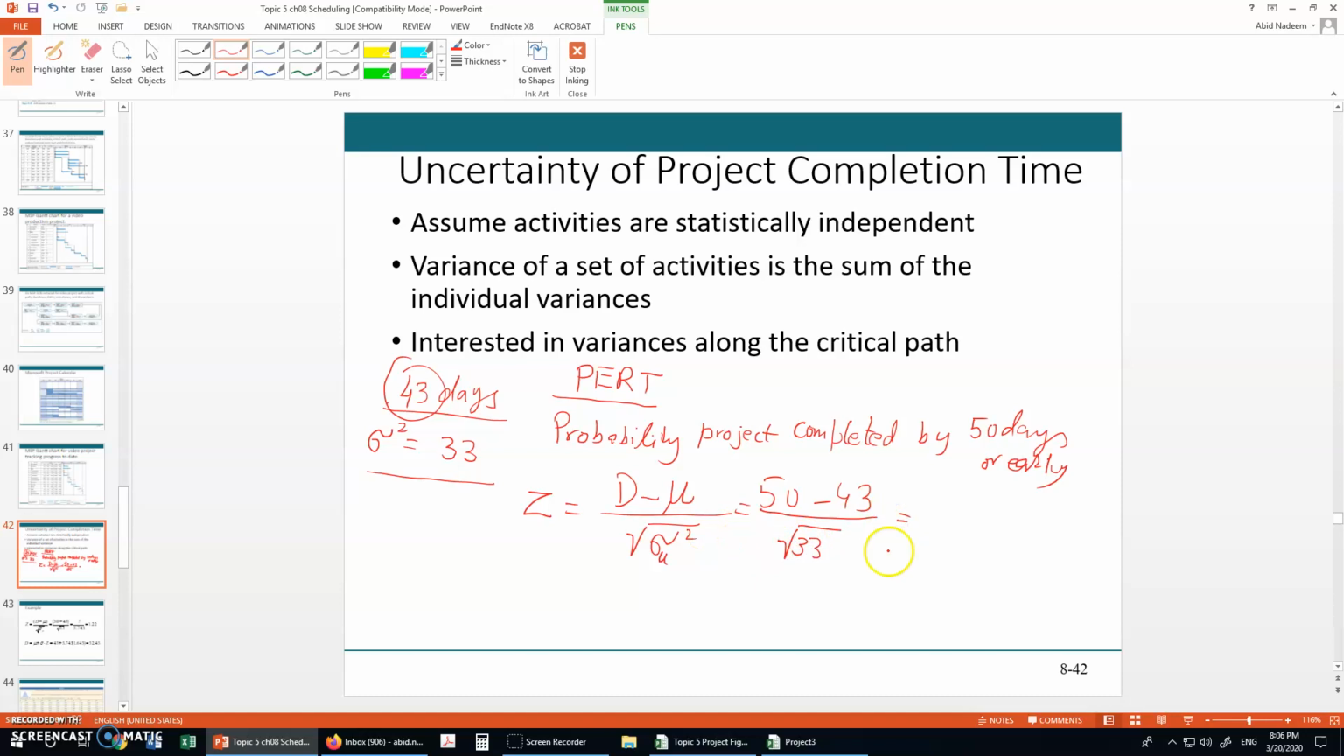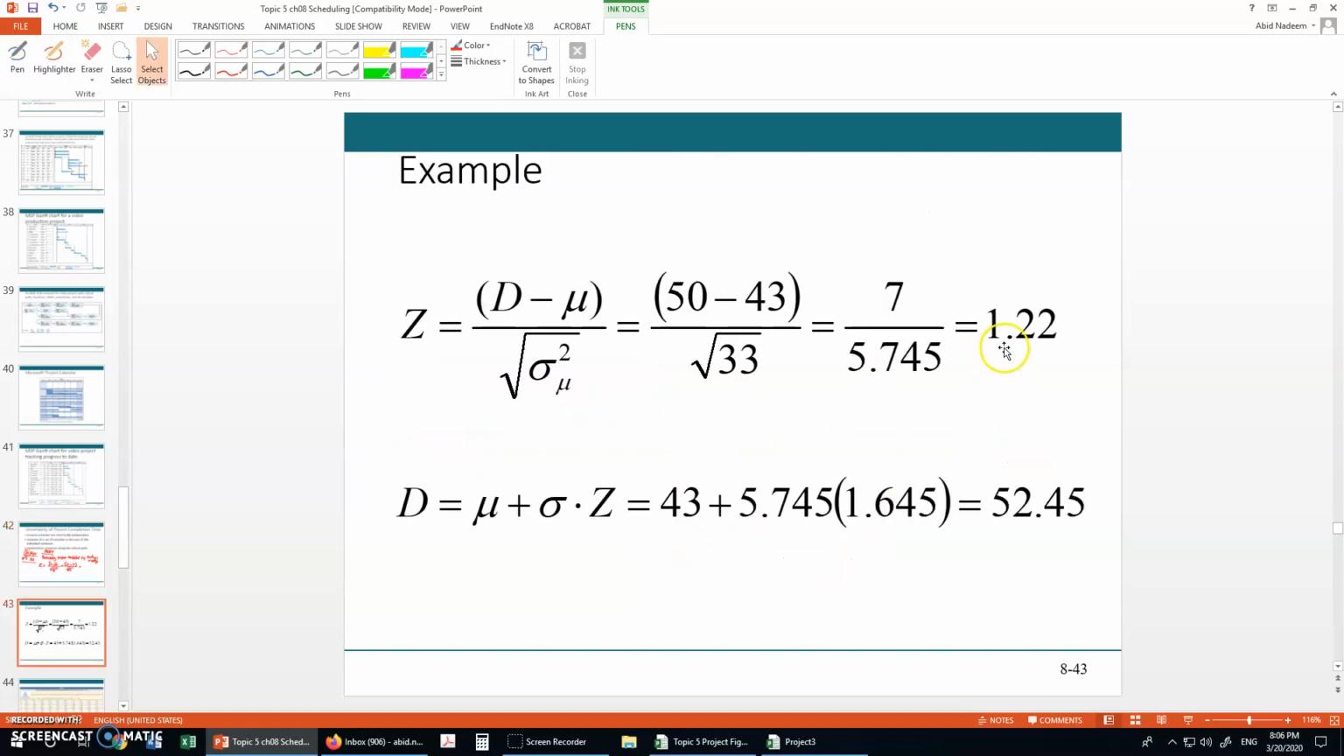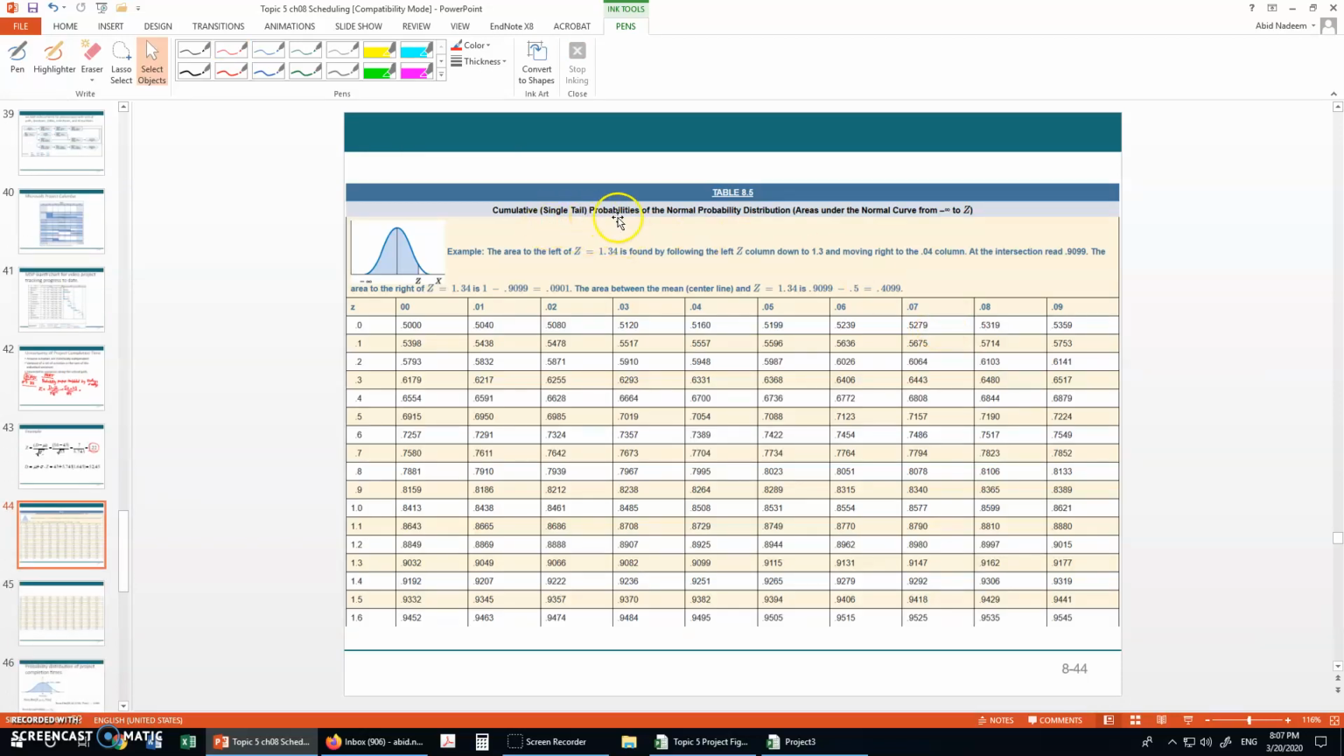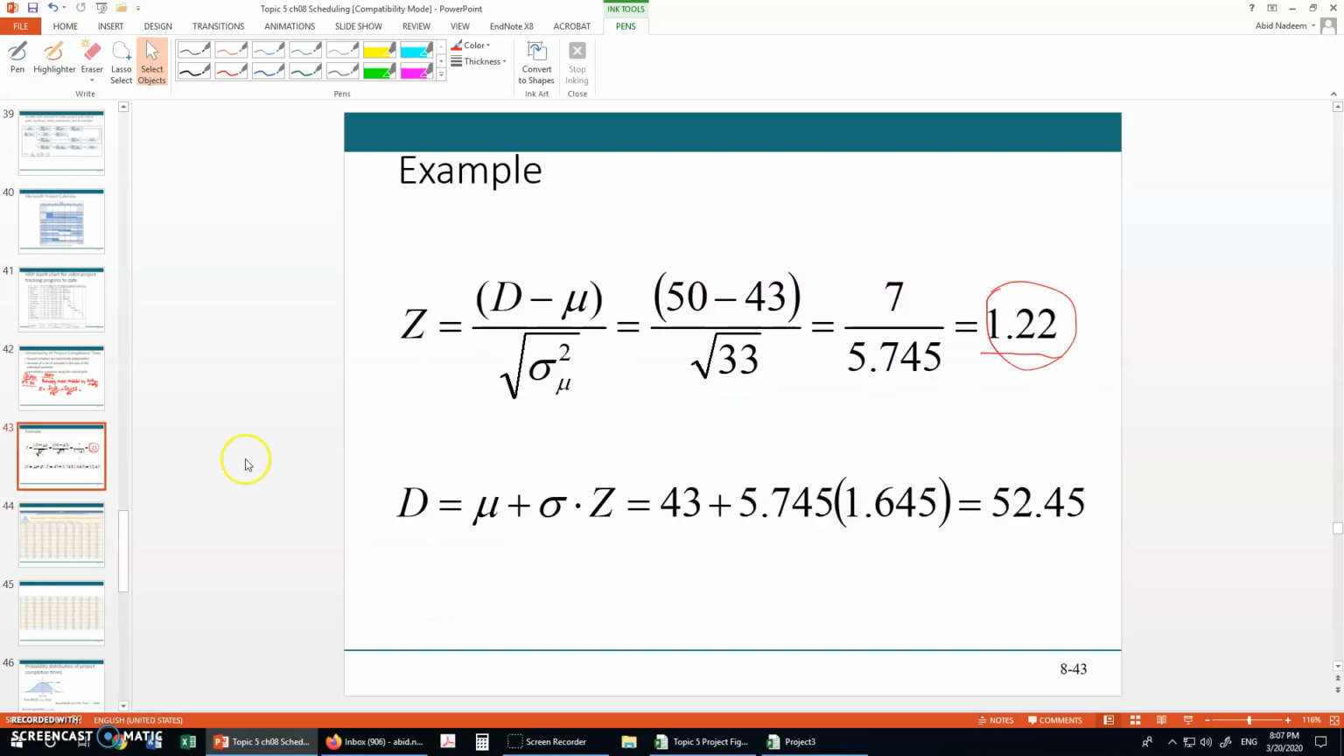This has been done over here in the next slide. Once you calculate it, it is 1.22. Now we can use this 1.22 value to look at the next table, which gives the cumulative probabilities of the normal probability distribution. The values for z are given over here. It is 1.2, and for 1.22 we read the value under 0.02. So it will be 0.888. What does this 0.888 show?